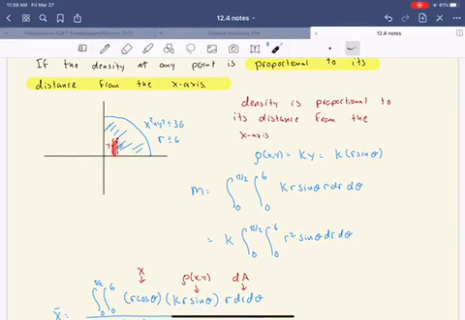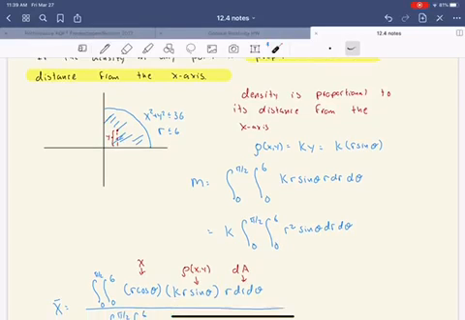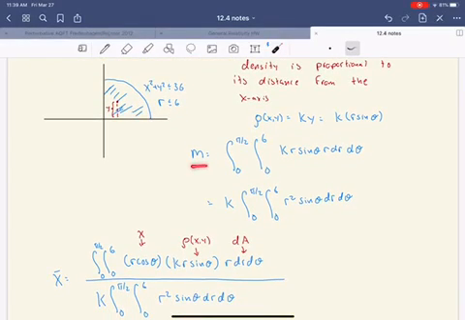Proportional to the distance from the x-axis means you have a y there: k times y. In polar coordinates, k times r sine theta. So our mass is going to be k times r sine theta times r dr d theta. Okay? I'm going to pull the k out: r squared sine theta dr d theta. Theta goes from 0 to pi over 2, as you can see. r goes from 0 to 6.